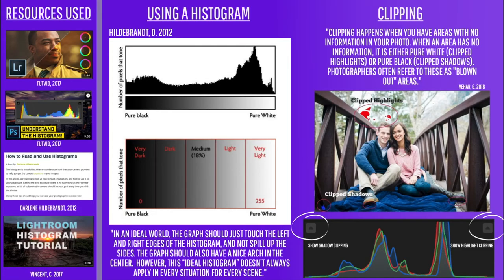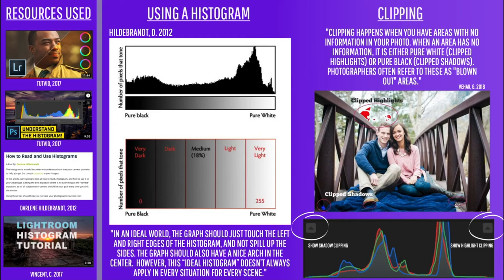So moving on, I looked at a couple of YouTube videos and a blog by Hildebrandt, which basically covered how to use a histogram and how to read one. What Hildebrandt said within this blog was that a histogram is a graphical representation of the pixels within an image. So the left side of the graph represents the blacks or the shadows, the right side represents the highlights or the bright areas, and the middle represents the midtones. In an ideal world, the graph should just touch the left and right edges of the histogram and not split up the sides. The graph should also have a nice arch in the centre.